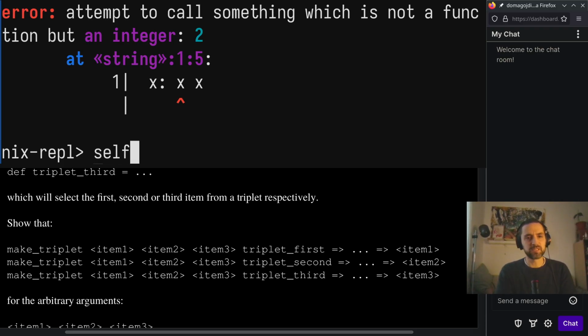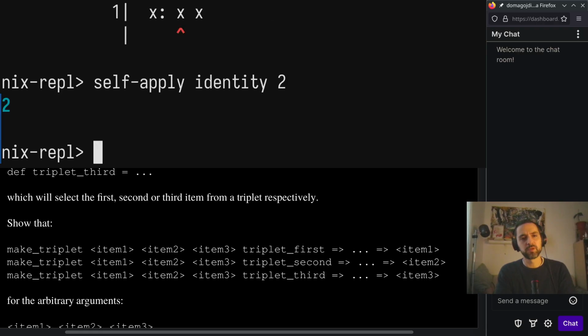Okay, let's do self-apply. And self-apply, well, we need a function, right? Let's do self-apply identity of 2. It's a 2. Well, yeah. Okay, funny.